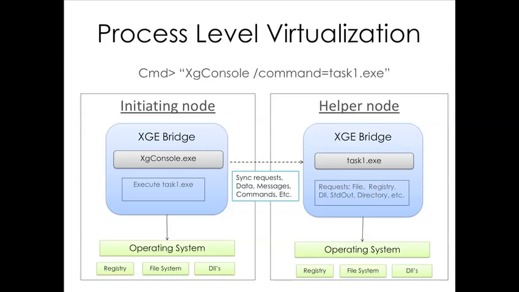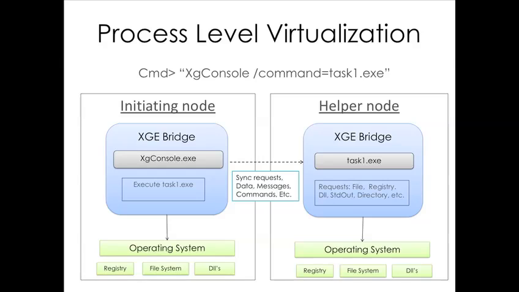So what we do, if we take this initiating node and we run this command, XGE, in fact, will take this task, this XG console, which is our task, and create some kind of virtualized environment on top of it. And then when this task is executed, instead of running it on the initiating machine, it will be executed on a remote node. Once we execute this task on the remote node, XGE constructs a virtualized environment surrounding this task.